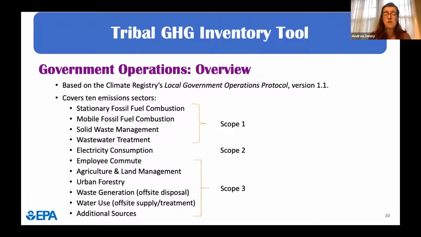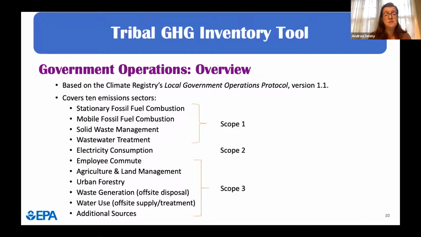So I'm going to do a very, very short overview of the government operations module, and then I'll spend a little bit longer on the community module and show you some screenshots. But the 2 modules are very similar, so I didn't want to spend a huge amount of time on both of them because I'd basically be showing you the same screenshots multiple times. But the way the government operations module is set up, it's based on the local government operations protocol, which was published by the Climate Registry and some partner groups quite a long time ago now, but it's still the protocol that is used for local governments and tribal governments.